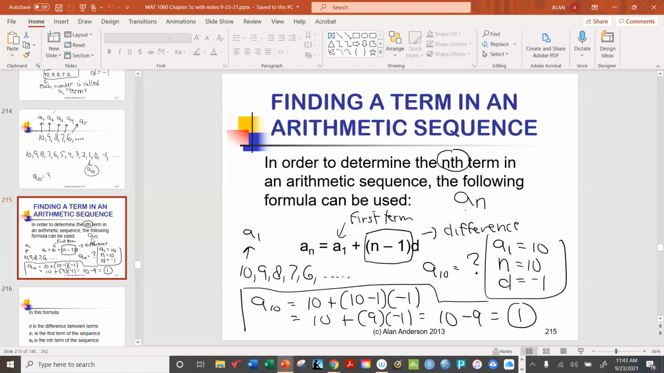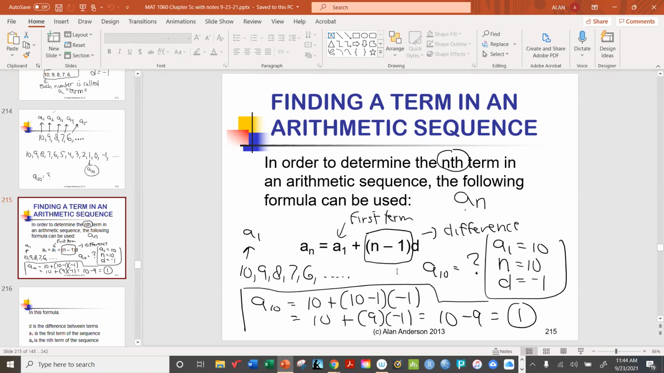So we've introduced this formula. And so an means the nth term, which is what we're looking for. The first term is a1. n again is the number of the term that we're looking for. And then finally, d is the common difference between the terms.